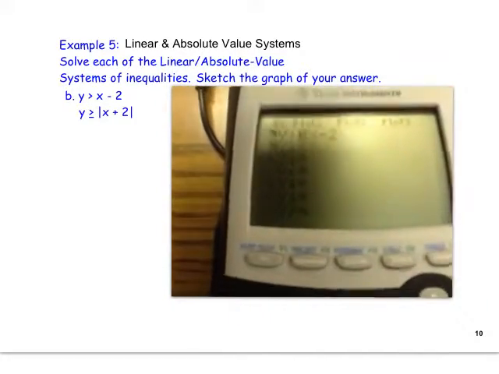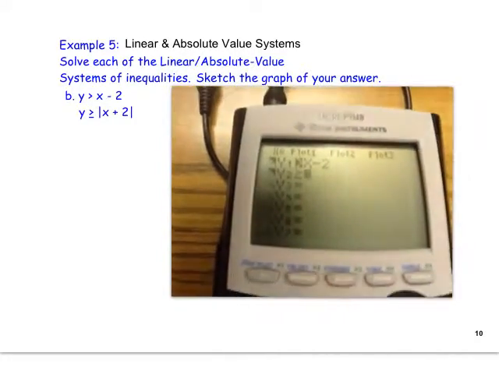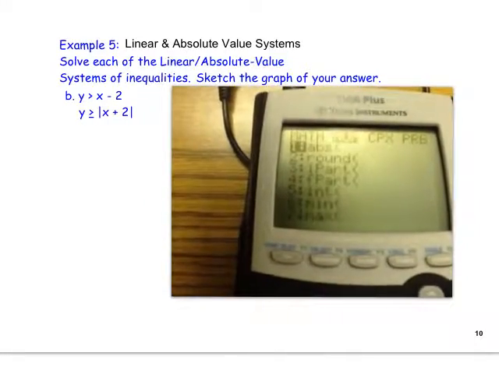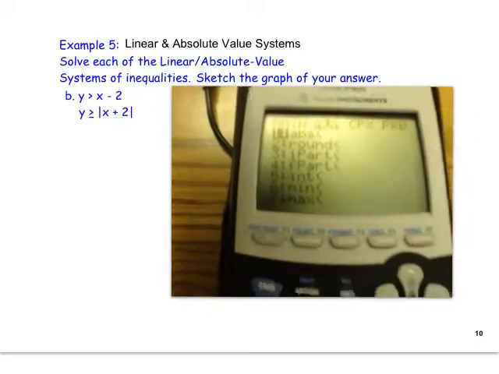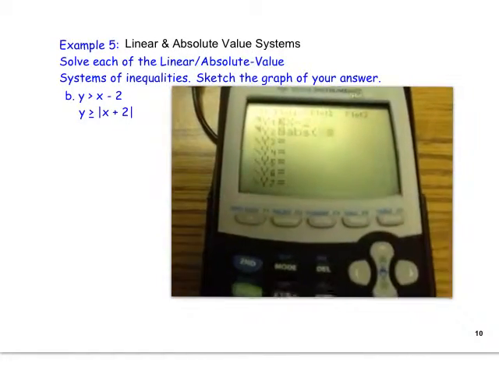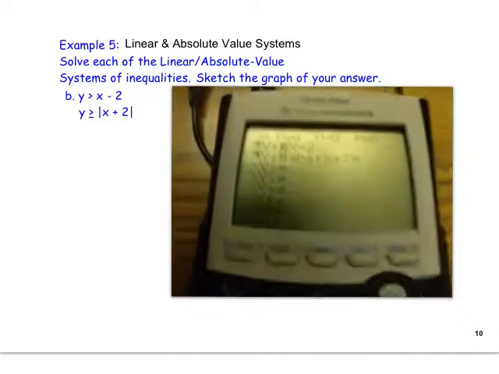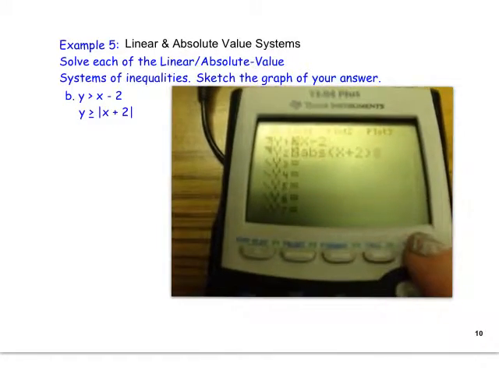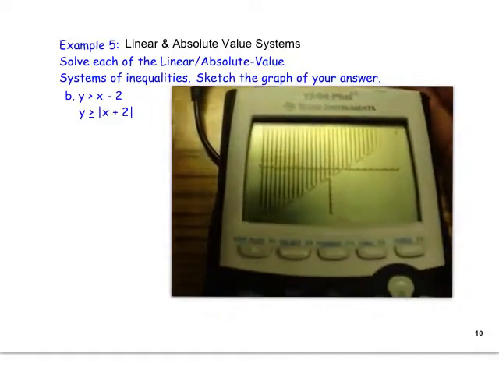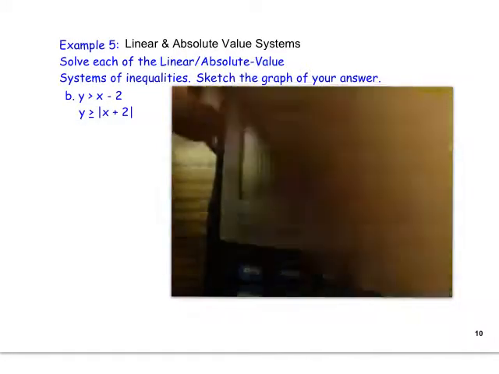We're going to have to get absolute value bars again. So where do we go to get absolute value? We go to the math button and go over to num and choose abs. Type in x plus 2 and close the parentheses. Push the graph button, and we should see, yes, it graphs right here before our eyes.